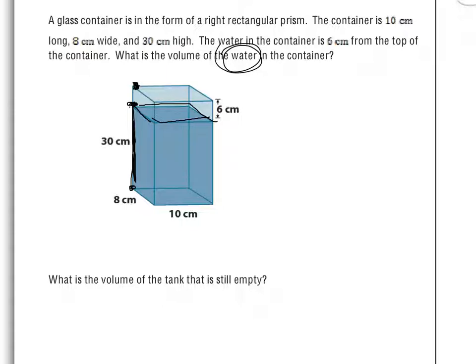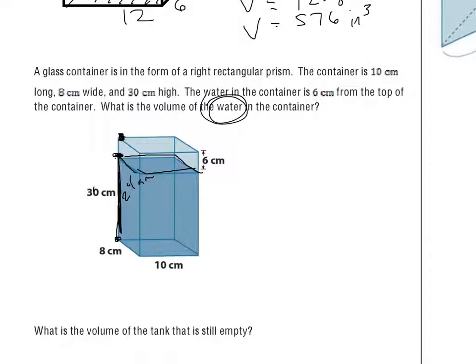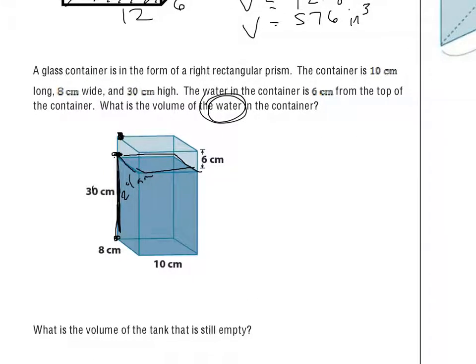Alright, you should identify that the height of the water is 24 centimeters. It's the 30 minus the 6 centimeters from the top. So the distance we're talking about here is 24 centimeters. So, what is the volume of the tank? Sorry, the volume of the water in the container.